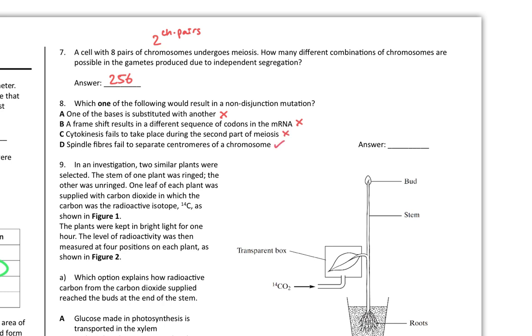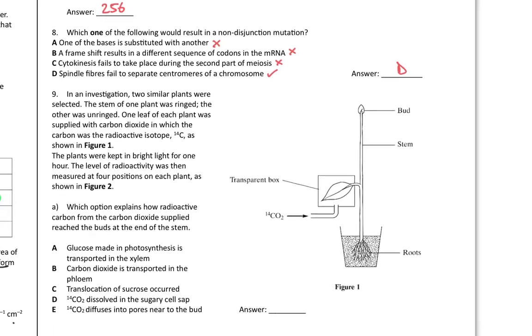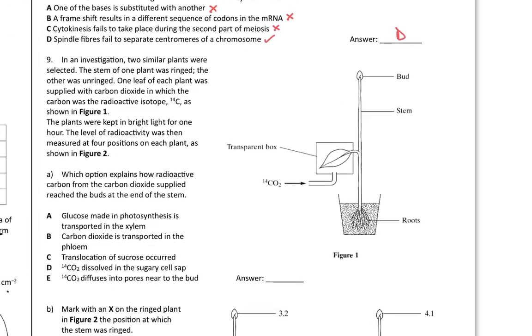It's when spindle fiber fails to separate centromeres of a chromosome. Therefore, one of the chromosomes stays together, and then that goes to one of the poles, and therefore you've got 2 copies of that chromosome in there. So it is D for this example. We do meet mutation again in topic 8.